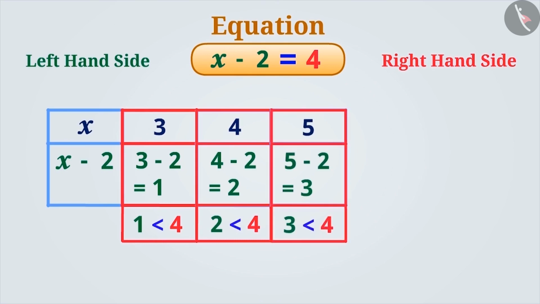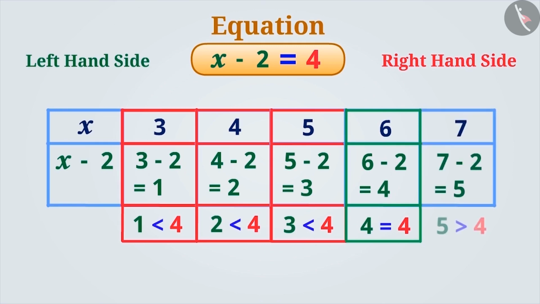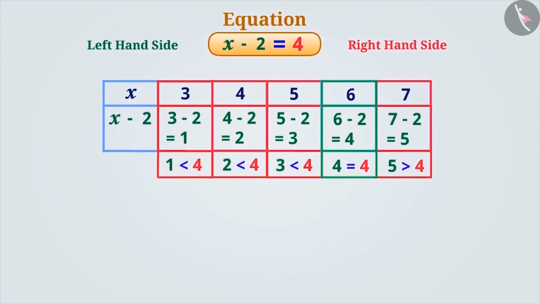Similarly, even if the value of x is 4 or 5, the condition of the equation is not satisfied. But by taking the value of x as 6, we get 6 minus 2 is equal to 4 on the left-hand side, which is equal to the right-hand side. This satisfies the condition of the equation. Similarly, the condition is not satisfied if the value of x is 7 or greater.